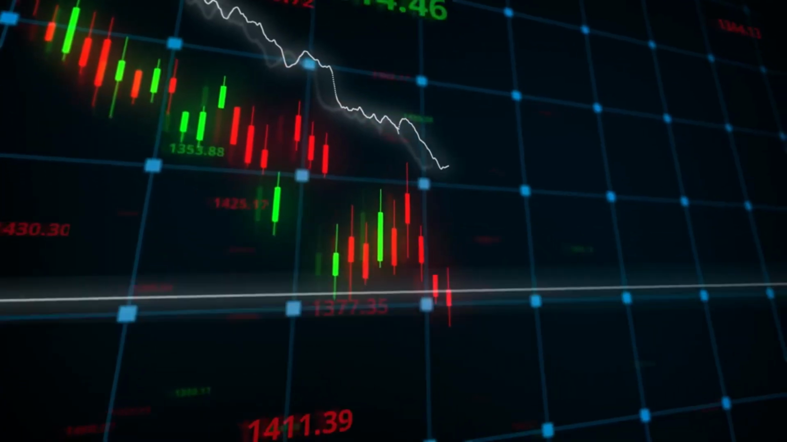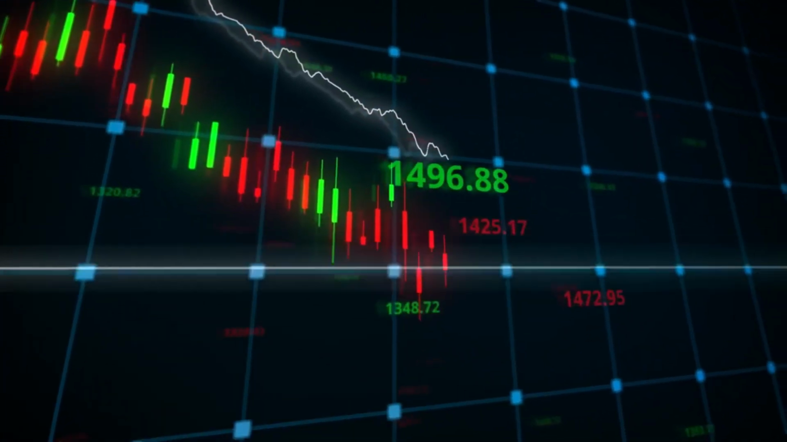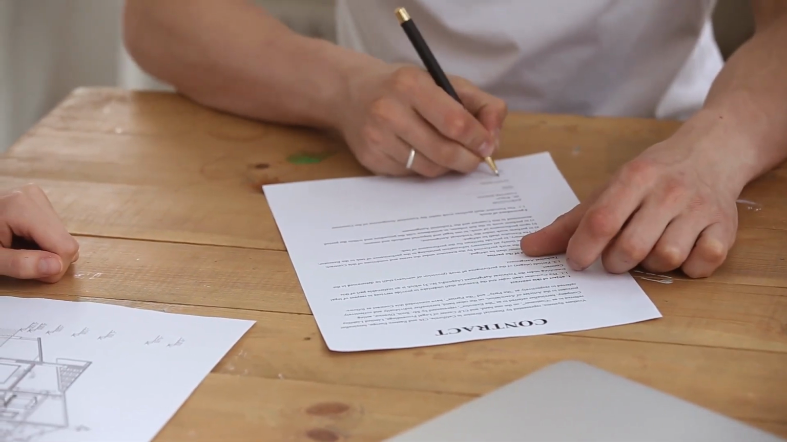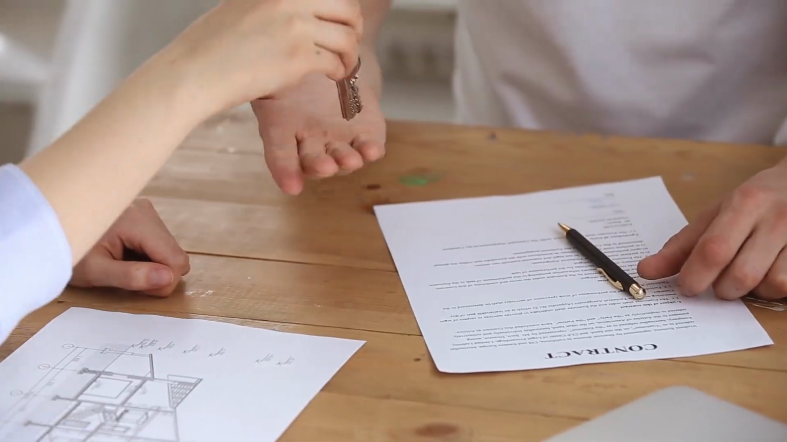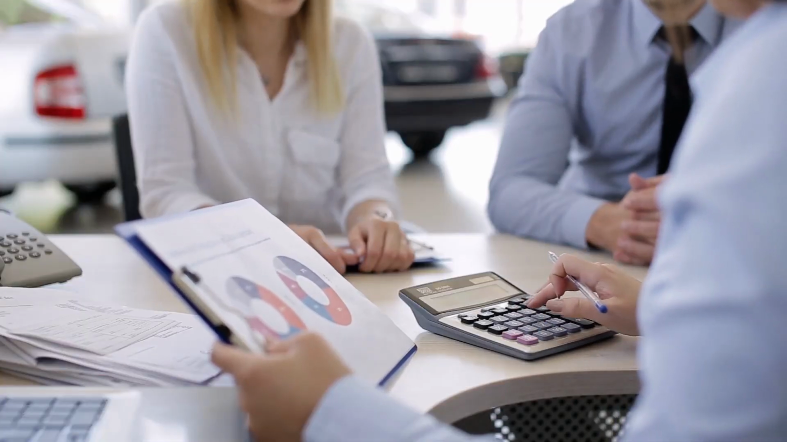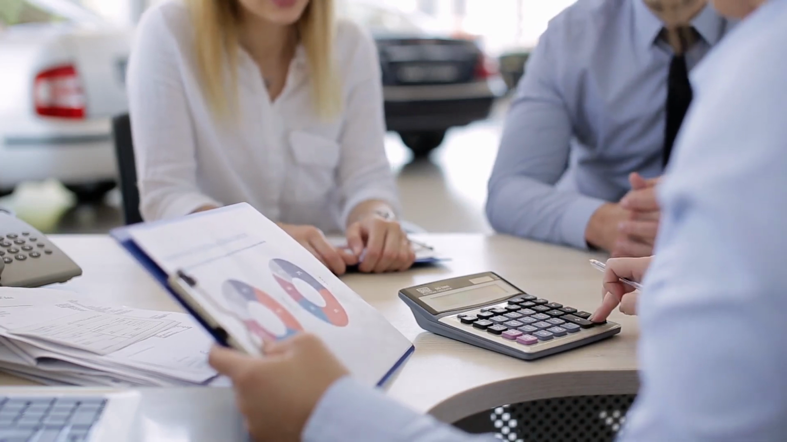Rule 8. Understanding loan terms and conditions. Break down key terms and conditions associated with loans including interest rates, repayment terms, and any associated fees. Discuss the importance of reading loan agreements carefully and seeking clarification on any terms that are unclear or confusing.